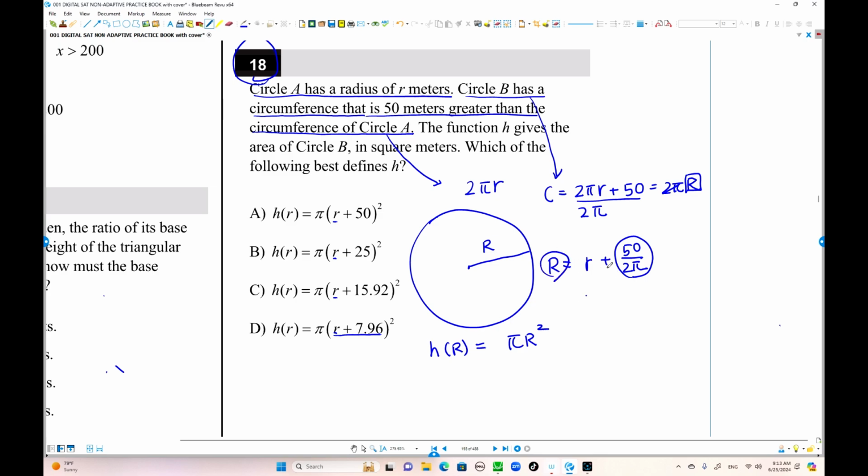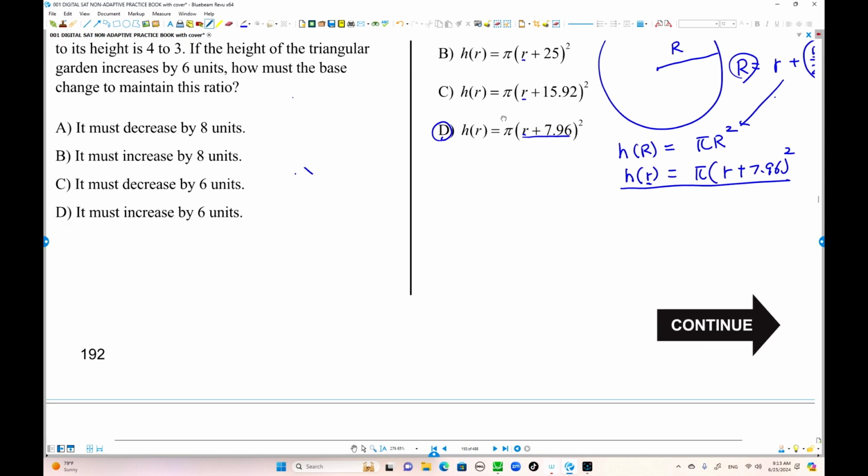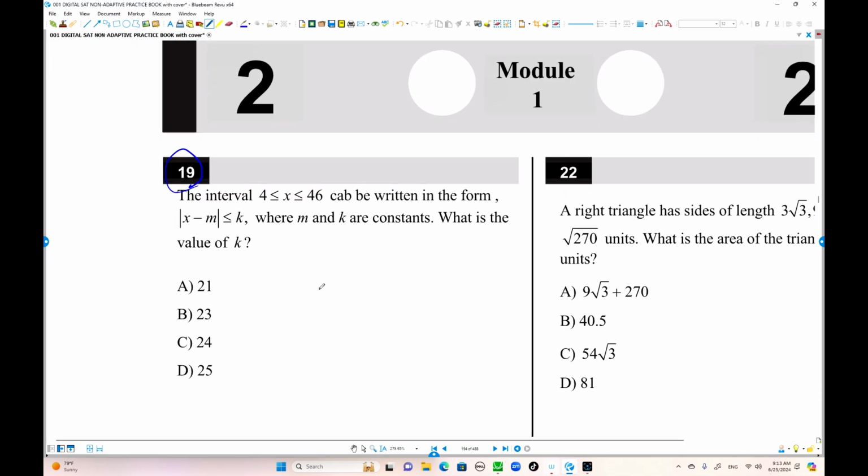That is R. Replace this one. Pi times r plus 7.96 squared, right? Now, this is in terms of little r, okay? Yeah, that's the answer. Choice D is the answer, okay? One more, number 19.